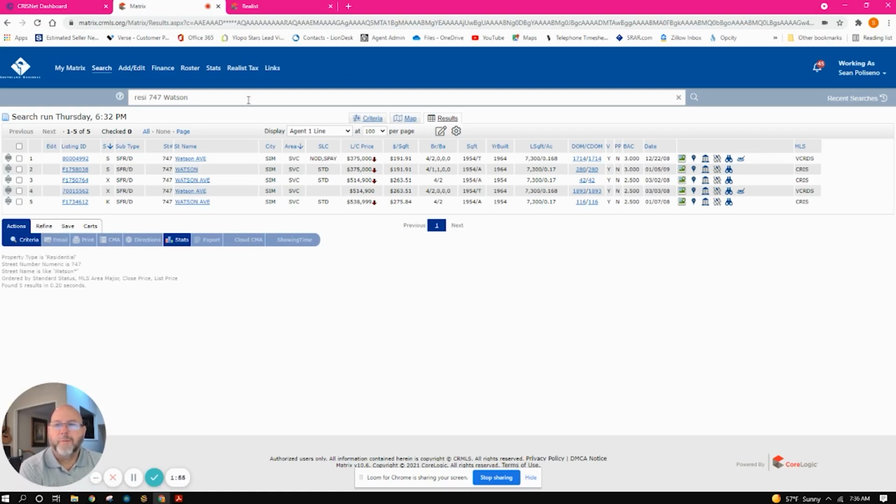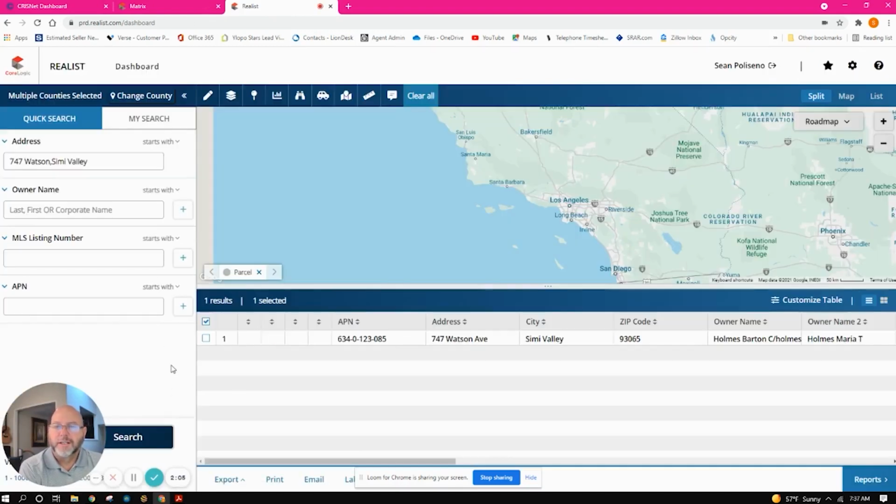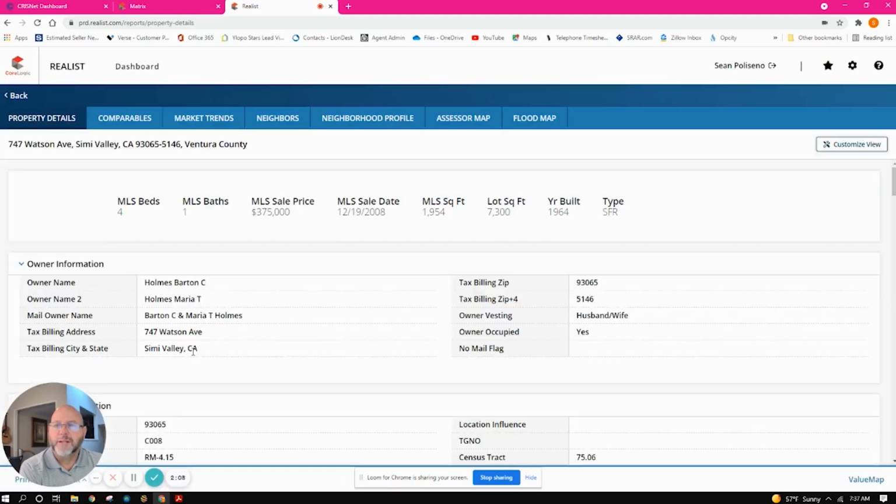The property that we're going to be looking at today is a property in Simi Valley. It's 747 Watson in Simi Valley. So I'm going to go ahead and put that address in here. I'm going to hit search. The reason I'm pulling this up is this is going to go into my pre-listing package. This is a property profile. This is our subject property that we're talking about.